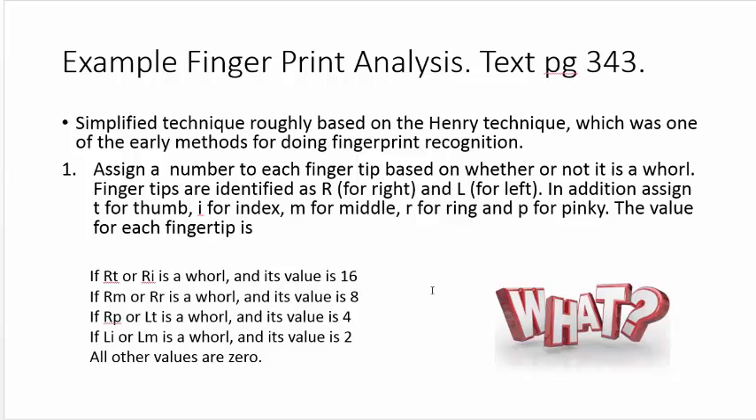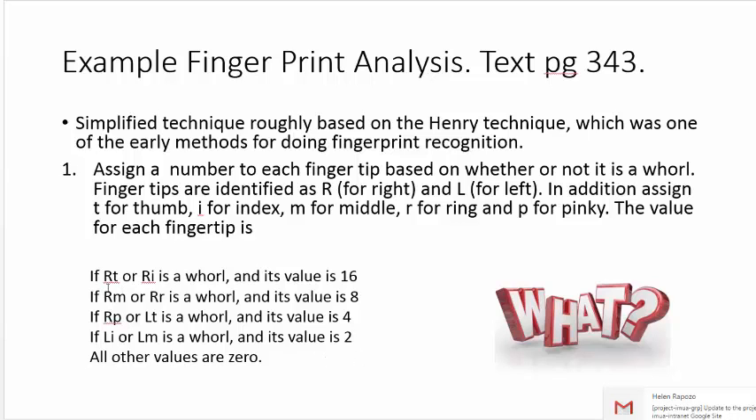You're going to assign a number to each finger. Actually, the fingers are going to be numbered 0 to 9, which is 10 fingers, and you will assign something to it based on which finger it is and whether or not you have a whorl on the finger. So this is our simplified first example of an algorithm for it. Fingertips are identified as R for right and L for left, kind of obvious. In addition, instead of numbers for which finger it is, it's T for thumb, I for index, M for middle finger, R for ring finger, and P for pinky finger. And then you'll assign a value.